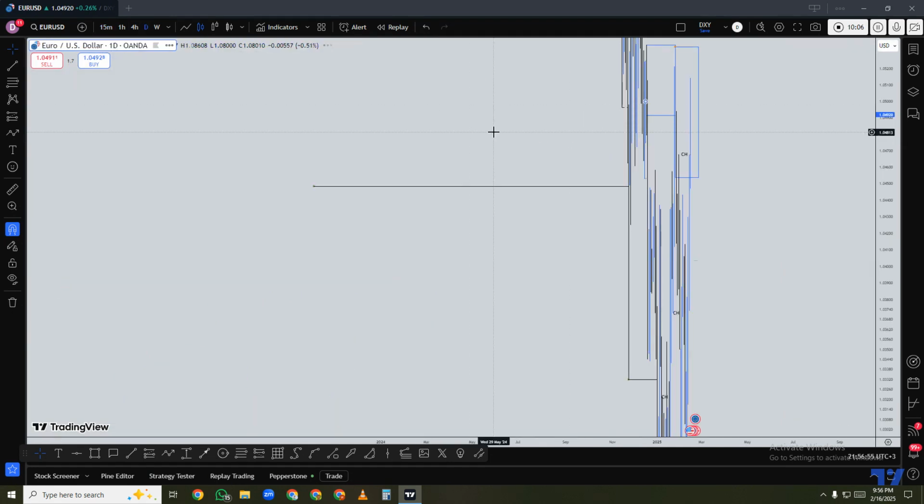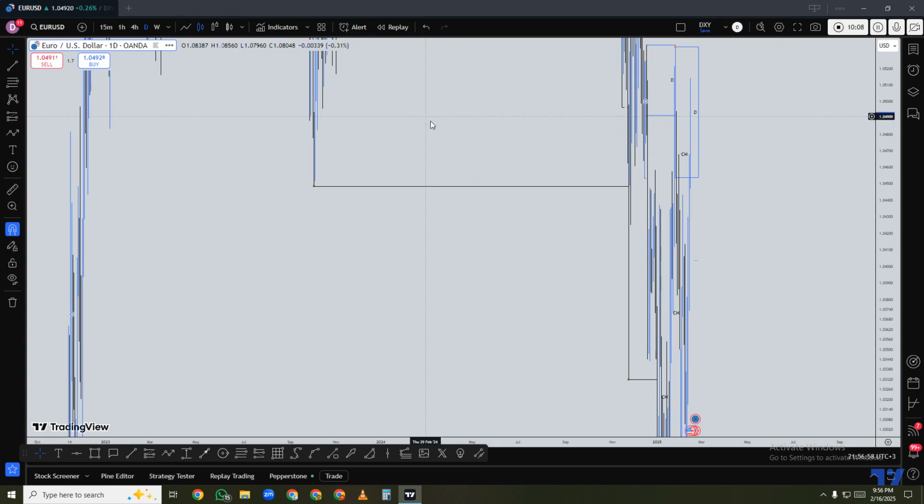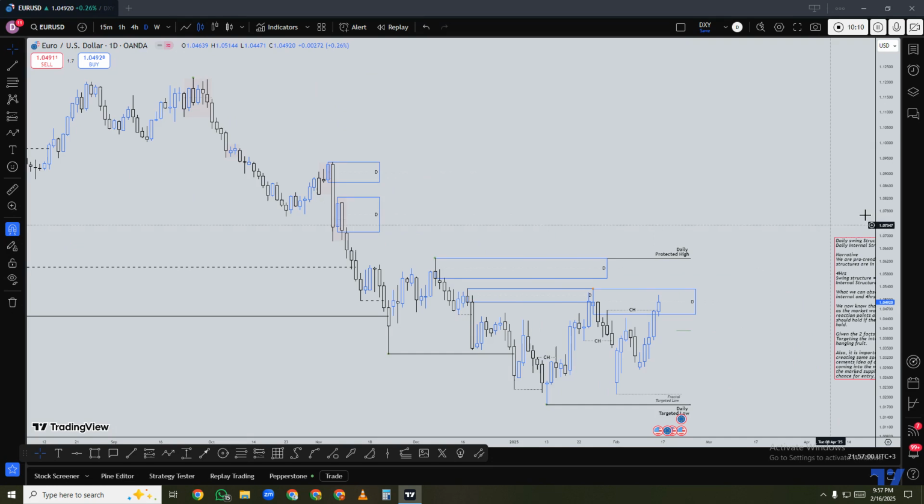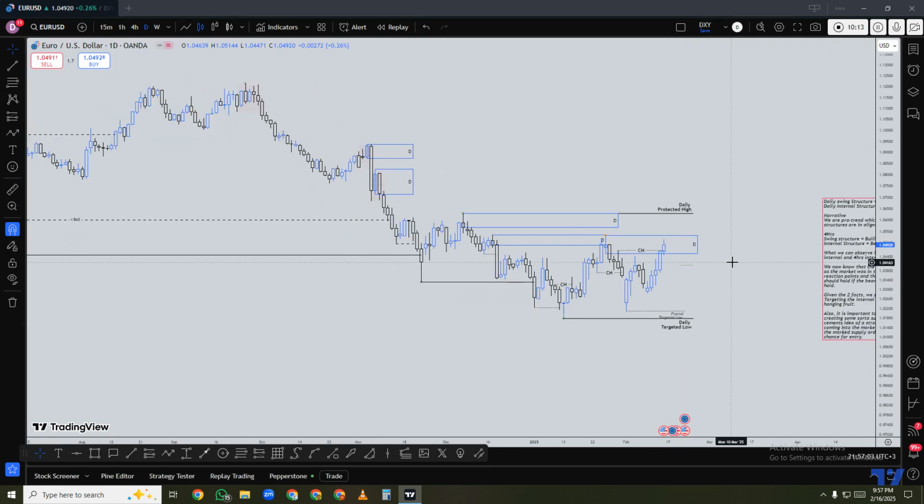So starting with the daily, this is what we have. So you can see the daily swing structure is bearish, and this is where we broke structure to the downside. We've been ranging, because price is stuck in between that daily high and this daily low, and price has been contained between those two levels.